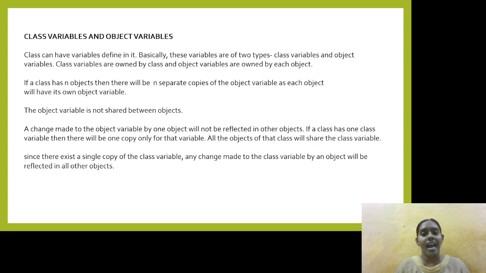If a class has one class variable, then there will be only one copy of that variable. All the objects of that class will share the class variable. Since there exists a single copy of the class variable, any change made to the class variable by an object will be reflected in all the other objects in the class.